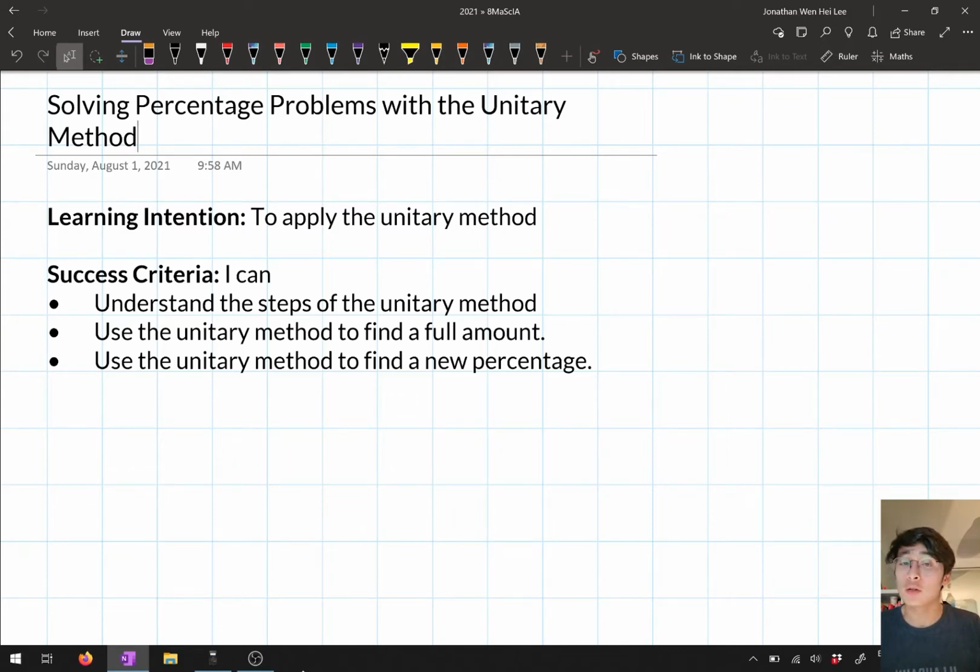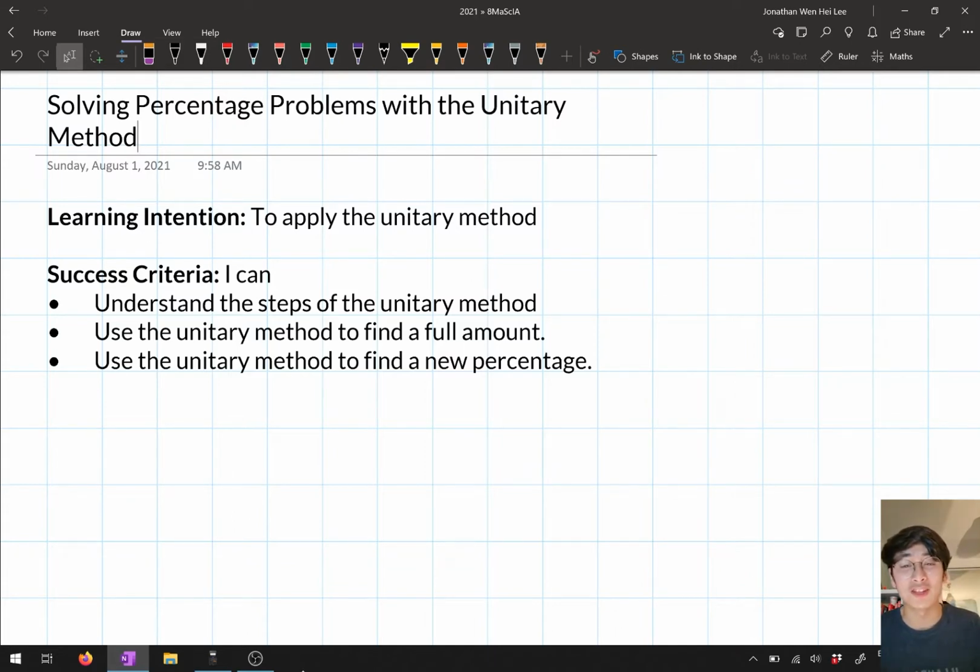In today's lesson, we're going to be talking about the unitary method and solving problems with this unitary method. So if you have a look at our learning intention and success criteria, today's learning intention is to apply the unitary method. So what we're going to be able to do is: one, understand the steps of the unitary method; two, use the unitary method to find the full amount; and then three, use the unitary method to find a new percentage.